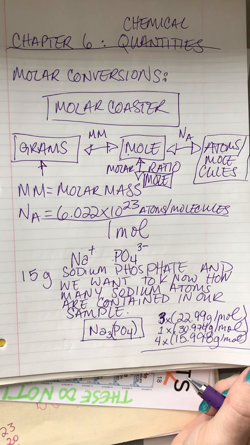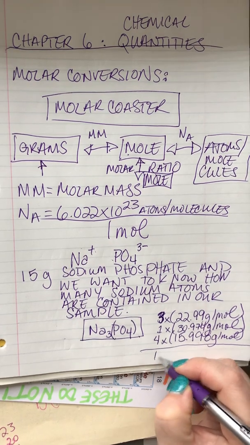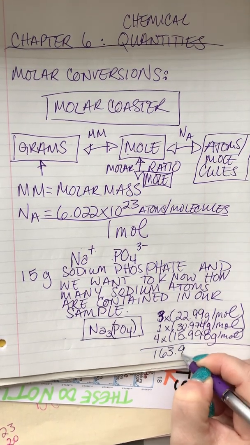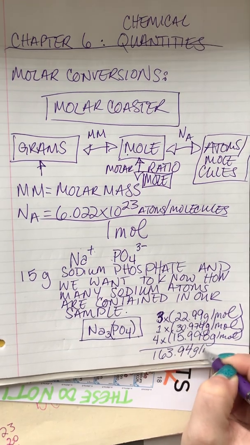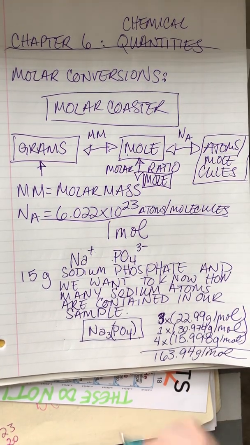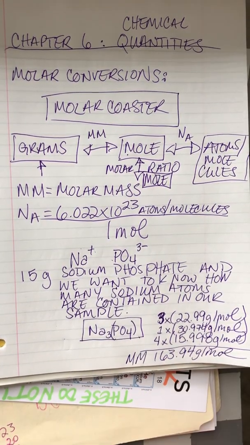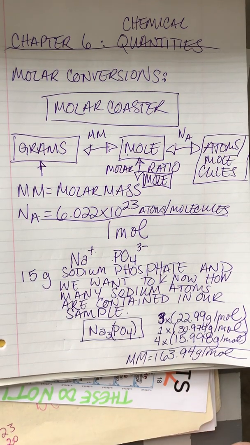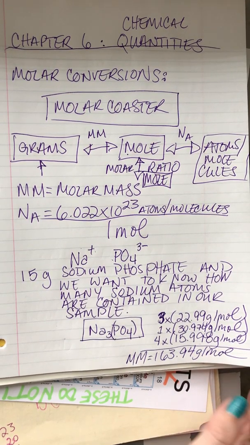I got 163.94 grams per mole. Awesome, right? So this is the molar mass of sodium phosphate, right? Okay, so I gotta flip pages.